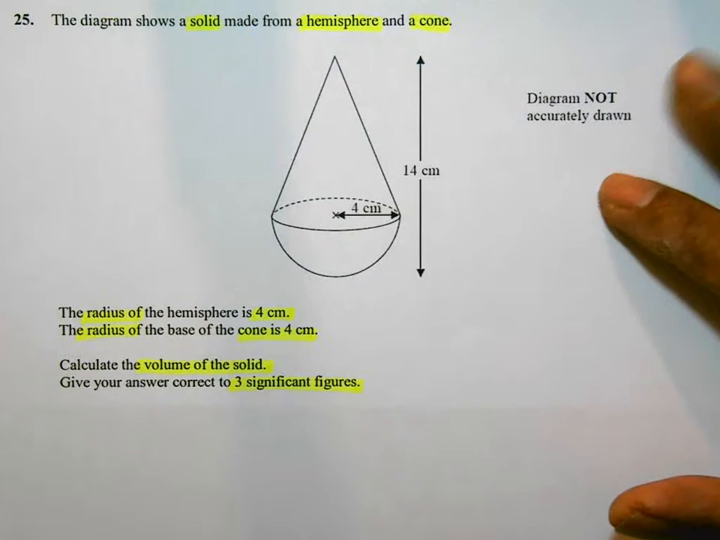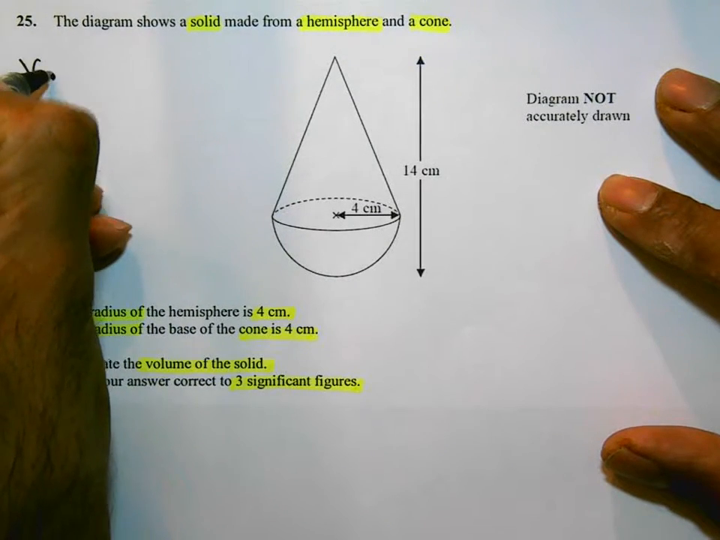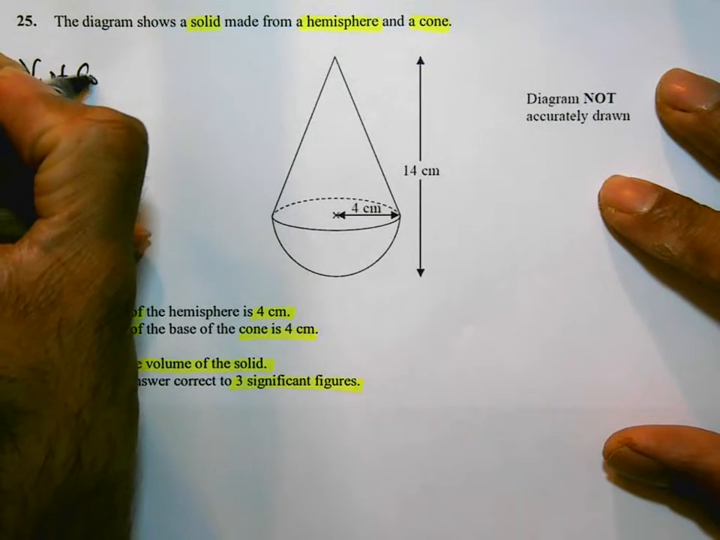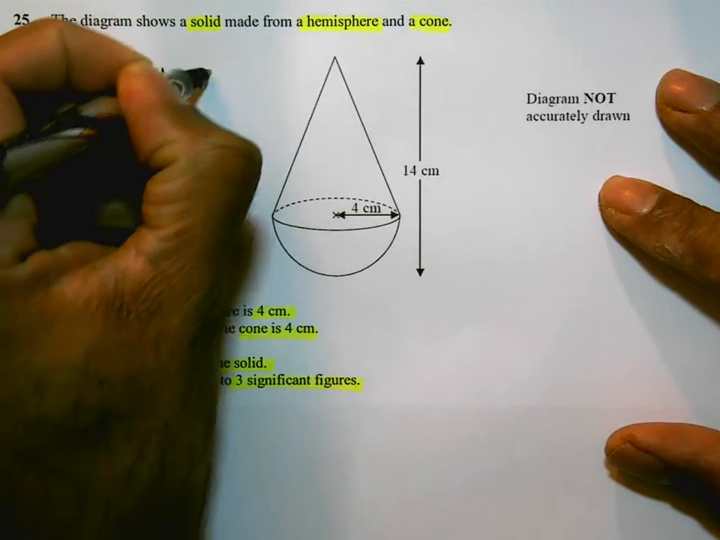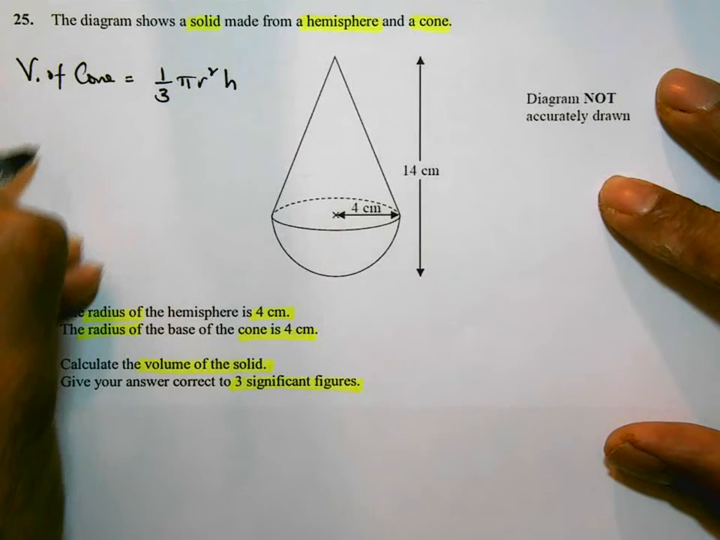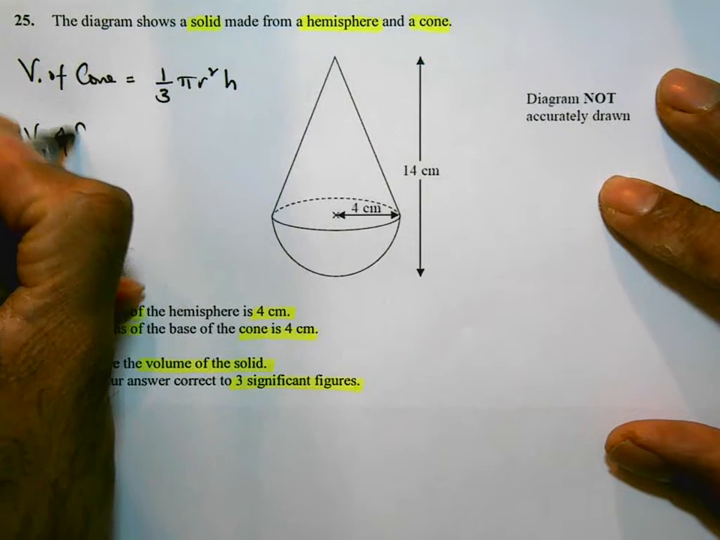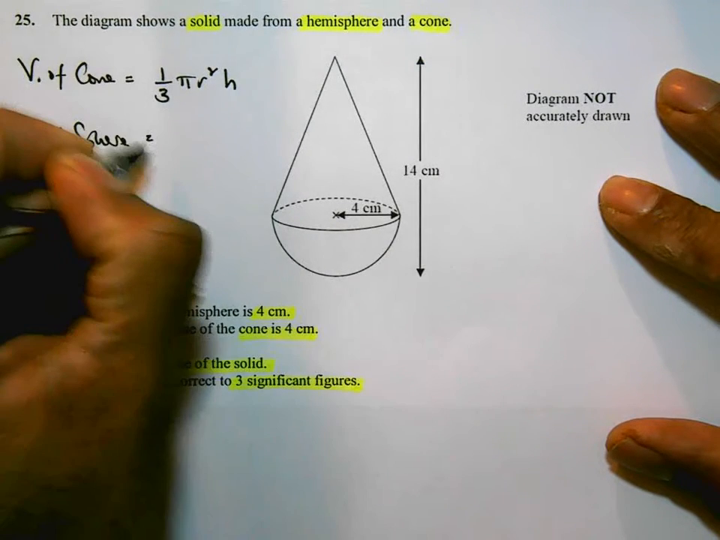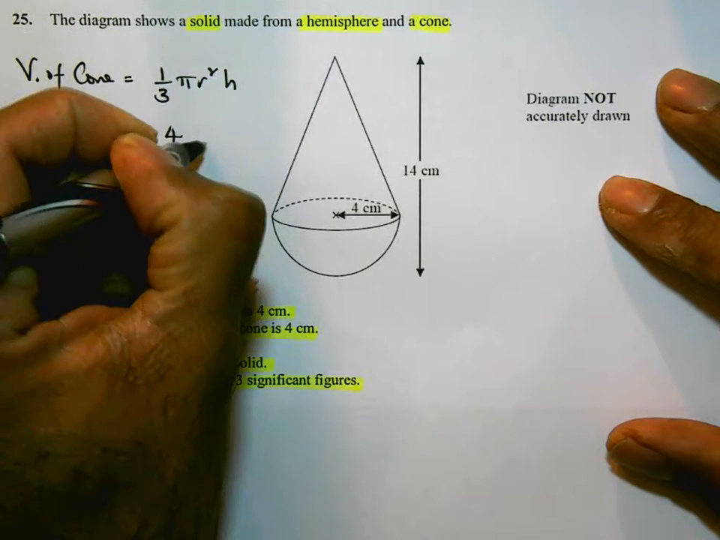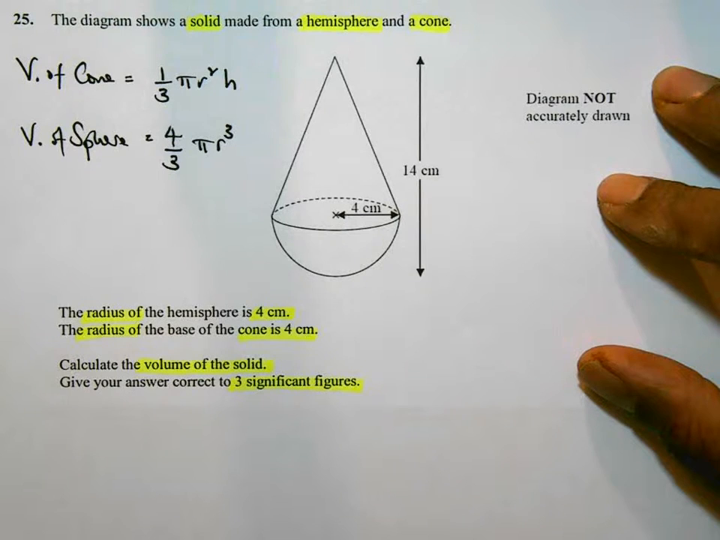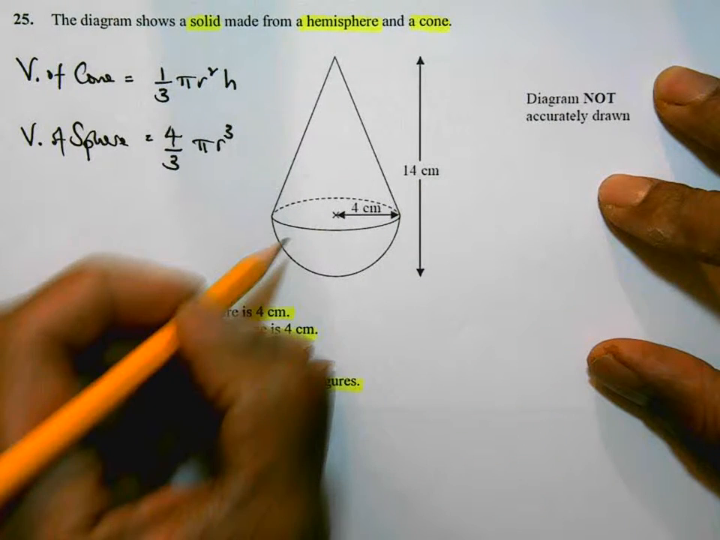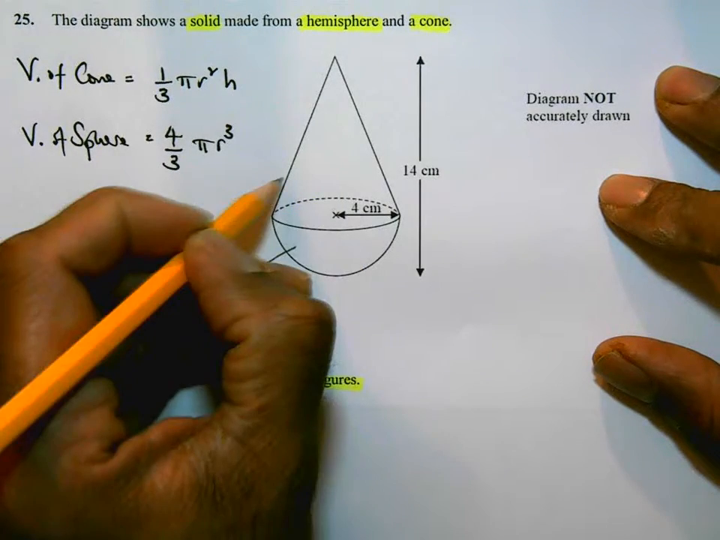So volume of cone, we just saw, was a third pi r squared times height, and volume of a sphere is 4/3 pi r cubed. We're going to use those two facts to help us work out the volume of the shape. Now let's look at each of them. We're going to split it up into the cone and the sphere.